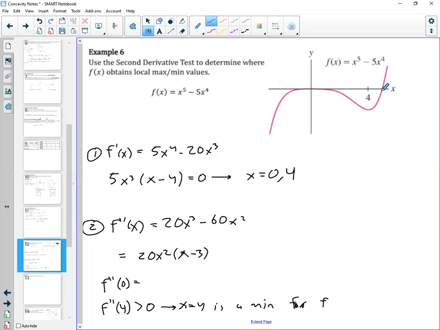I drew the picture here so you guys would see what the function looks like, and you can see that it is a minimum, right? And it's a minimum because the function's concave up there, and that's what this second derivative greater than 0 just told me: concave up.